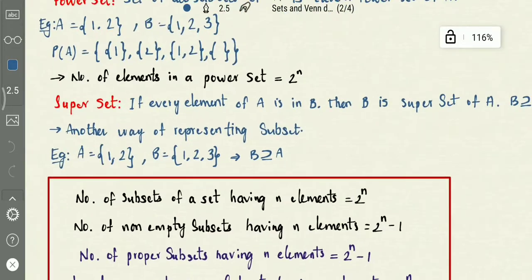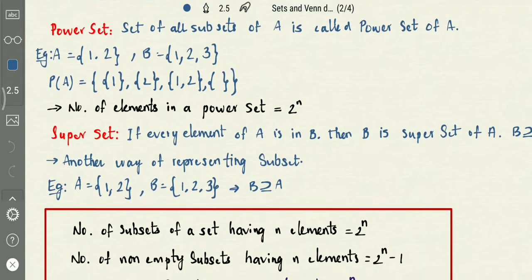Next, let us see what is power set. Set of all subsets of A is called power set of A. Let us see an example. If we write all subsets as a set, then it is called a power set. That's it.